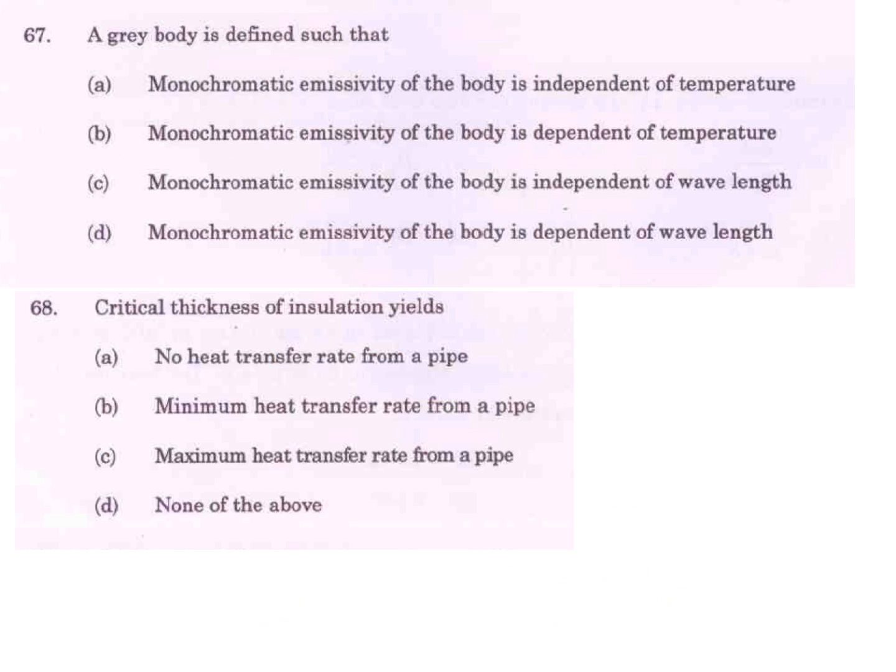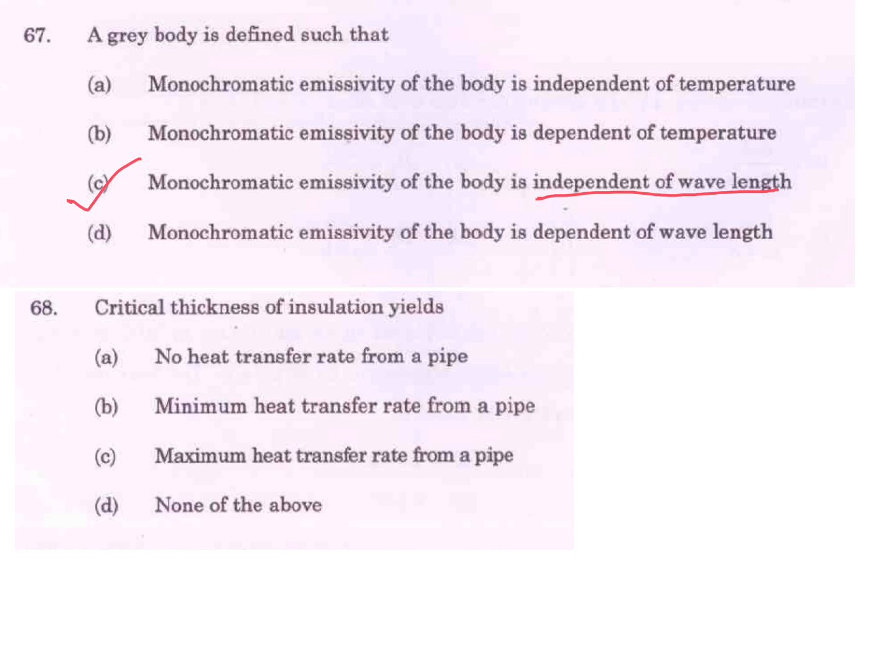A gray body is defined such that: A, monochromatic emissivity of the body is independent of temperature. B, monochromatic emissivity of the body is dependent on temperature. C, monochromatic emissivity of the body is independent of wavelength. C is our answer. It's independent of wavelength.